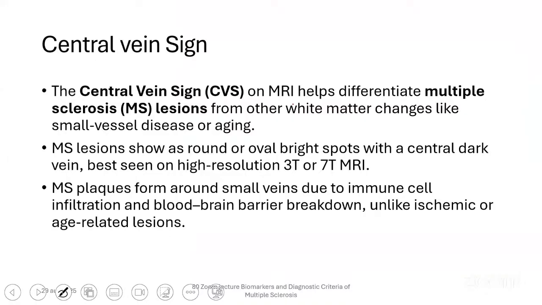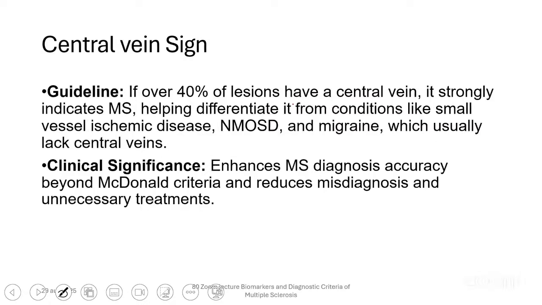The MS plaques form around small veins due to immune cell infiltration and blood-brain barrier breakdown, unlike ischemia or age-related lesions. The guideline is if over 40% of lesions have a central vein, it strongly indicates MS, helping differentiate it from conditions like small vessel ischemic disease, NMOSD, and migraine, which usually lack central veins. The clinical significance: it enhances MS diagnosis accuracy beyond the McDonald criteria and reduces misdiagnosis and unnecessary treatments. Towards the end, we'll discuss the misdiagnosis.